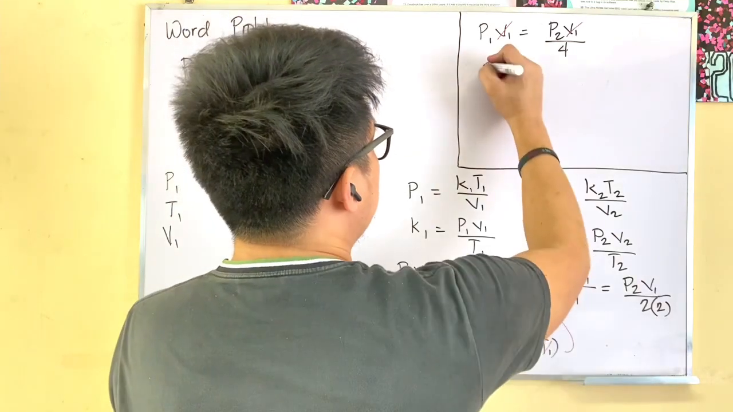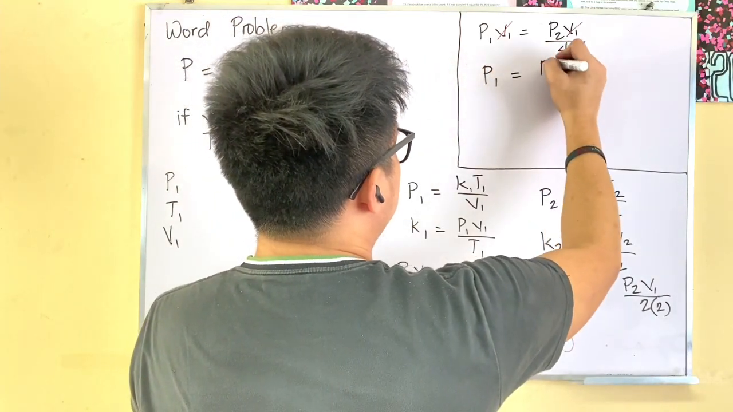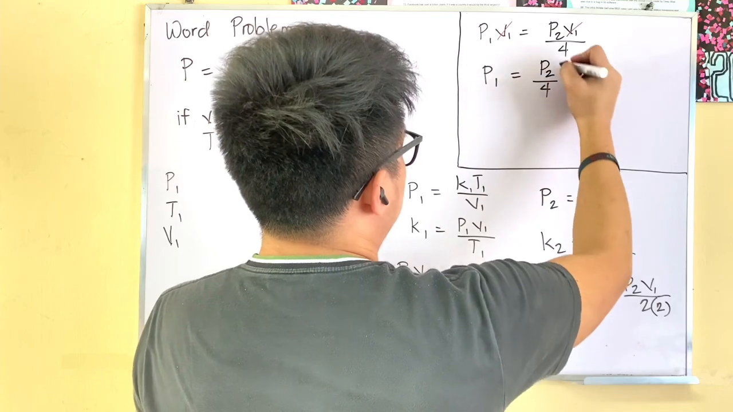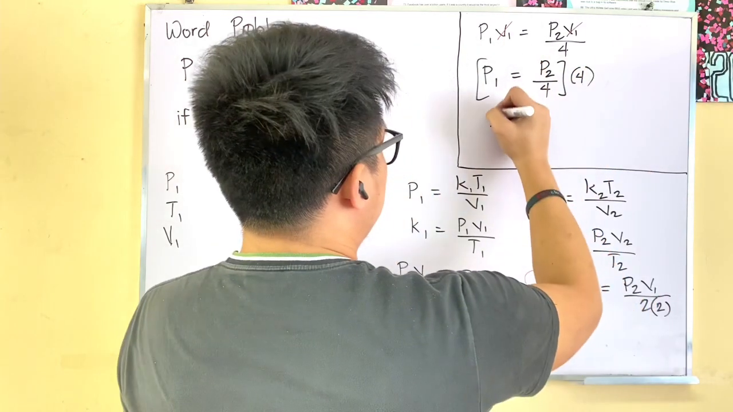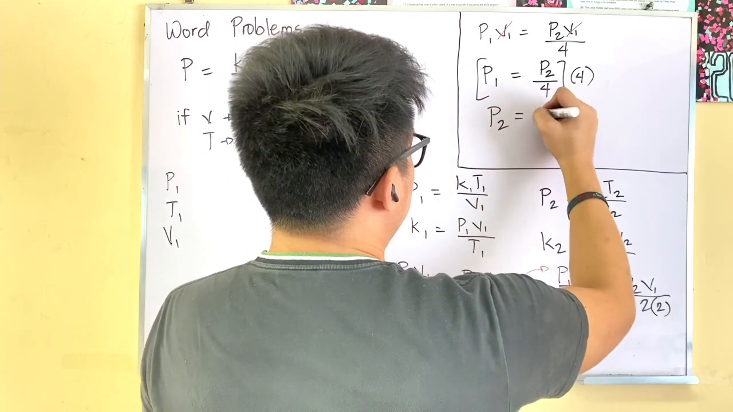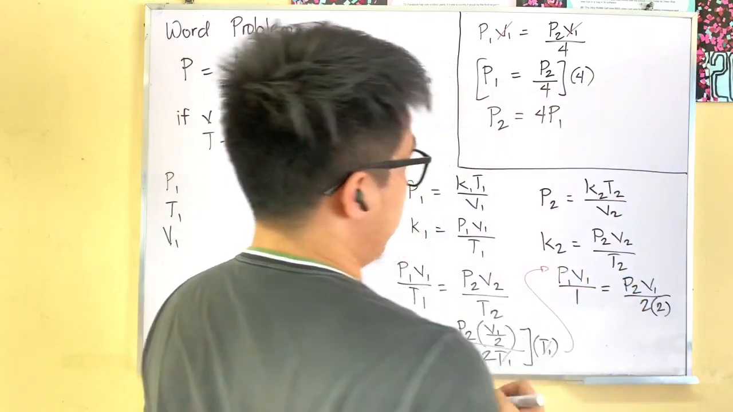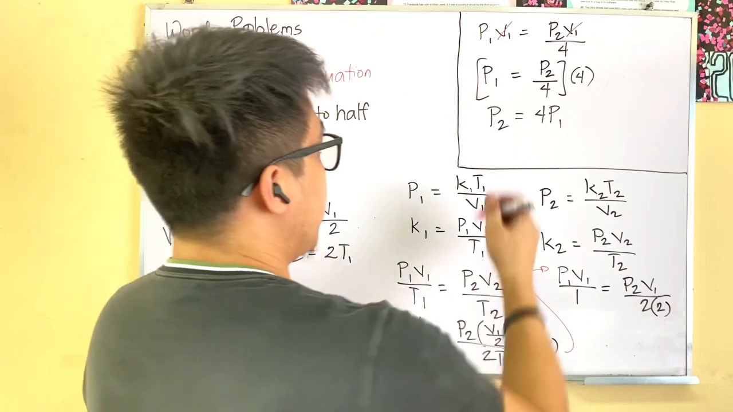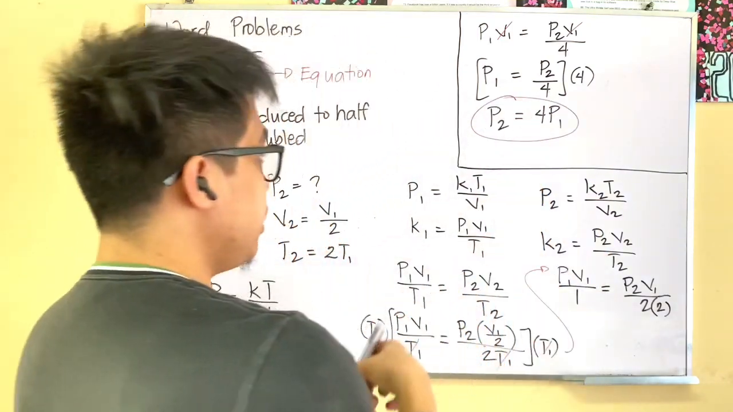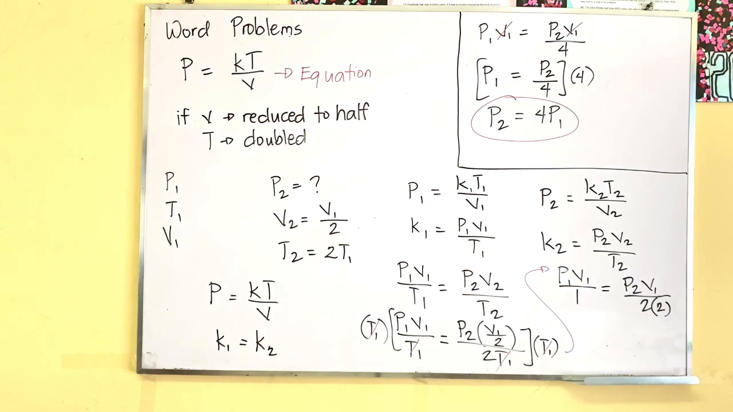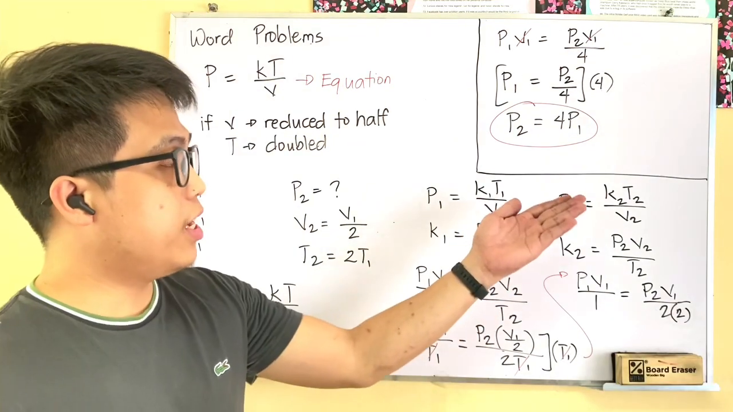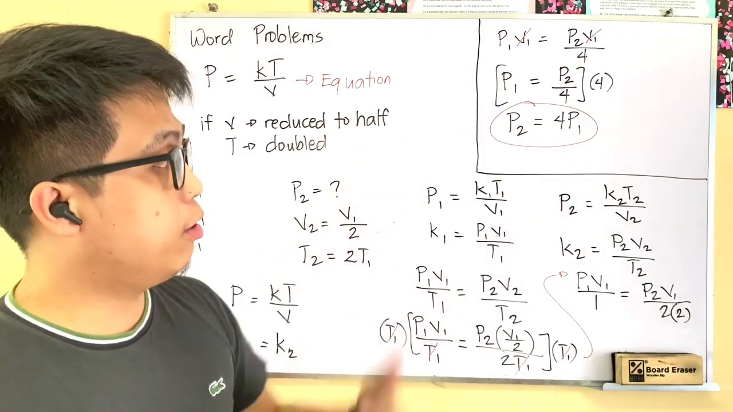Ang matitira, P1 is equal to P2 all over 4. Multiplying both sides by 4. So, P2 is equal to 4P1. Ano ibig sabihin na nakuha natin to? Ibig sabihin lang yan, yung pressure will be increased. Okay, so as you can see, P2 is equal to 4P1.